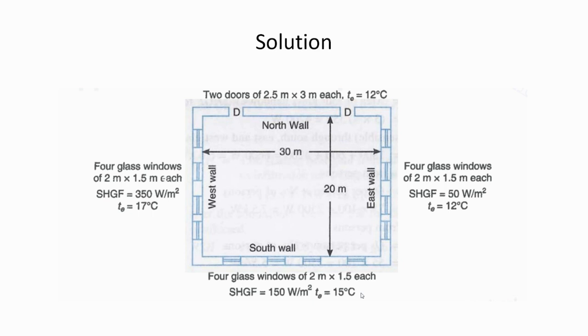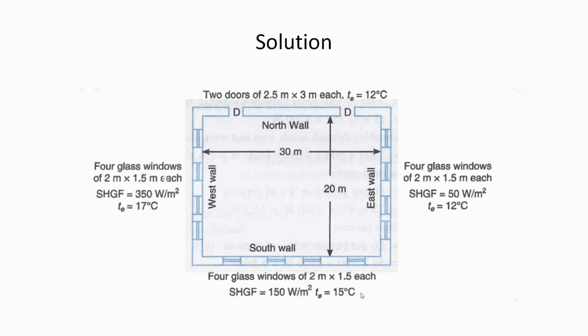Now here four walls are shown. At the north wall there are two doors with dimensions of 2.5 and 3.5 meter each, and the temperature difference is 12 degrees Celsius. At the east wall four glass windows are there, with dimensions of 2 meter by 1.5 meter, a solar heat gain factor of 50 watt per meter square, and a temperature difference of 12 degrees Celsius.